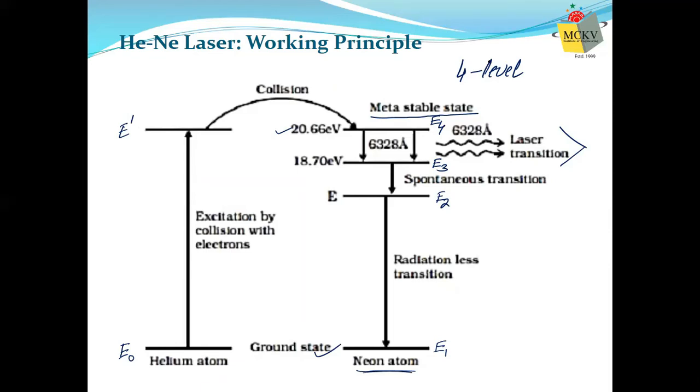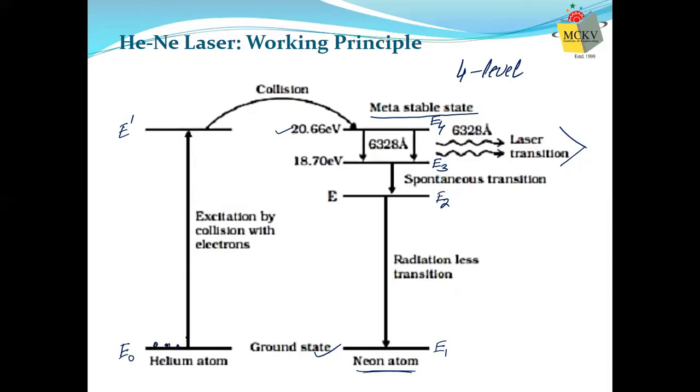Which one is lighter between helium and neon? Helium. Helium atoms are lighter than neon atoms. So whenever electric discharge occurs, meaning you are supplying highly energetic electrons, those electrons supply their energy to the helium atoms. So there are some helium atoms here.